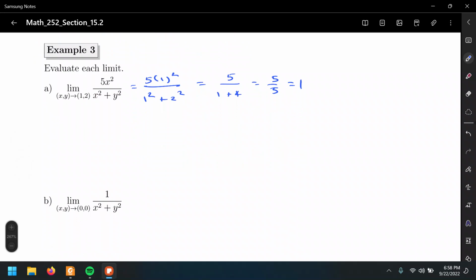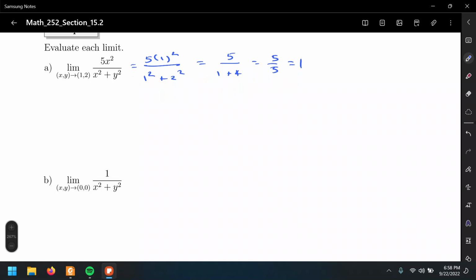Let's see if the next limit works. All right. So what is this? So that's 1 over 0 squared plus 0 squared. Wait a minute. That's the form k over 0. And we mentioned in the previous class that whenever we have a constant over 0, that's not an indeterminate form. For now, let's call it DNE. All right, DNE.